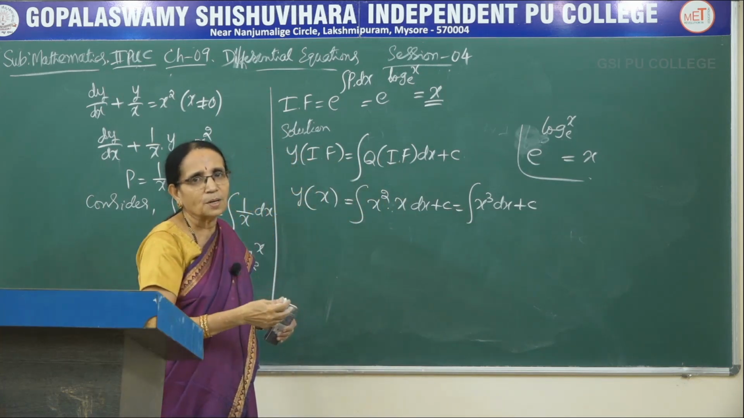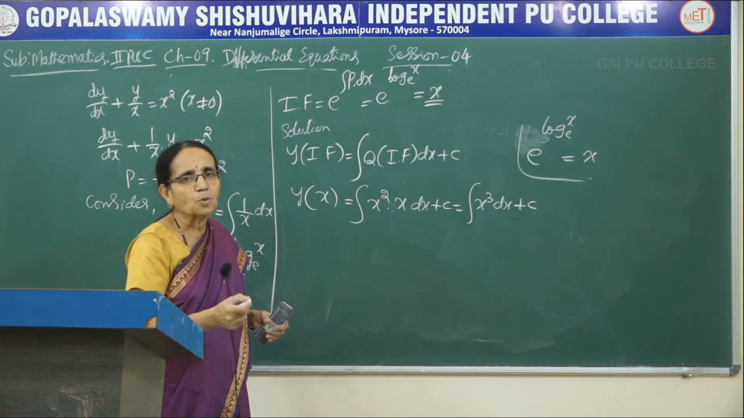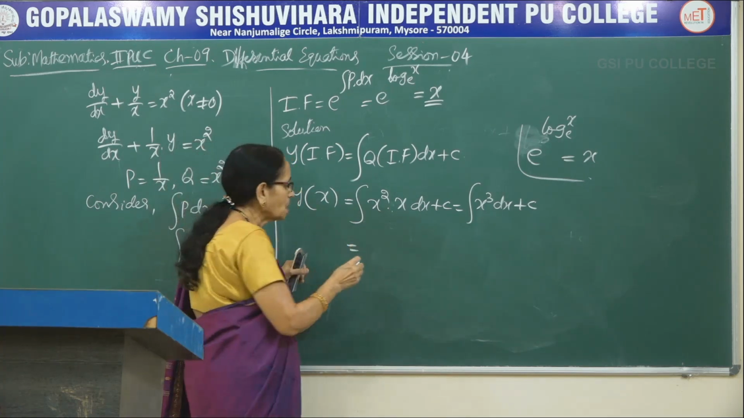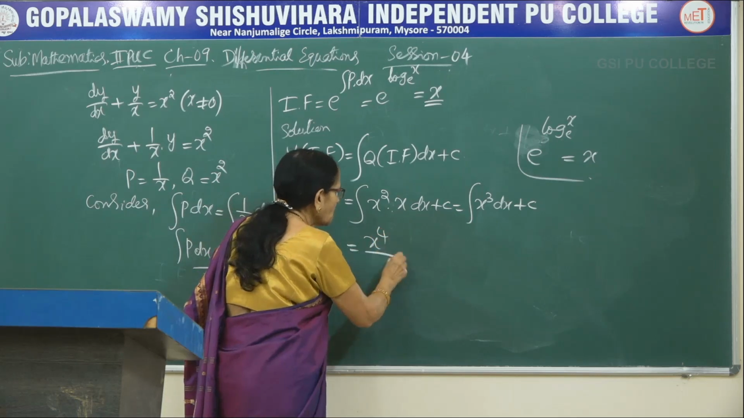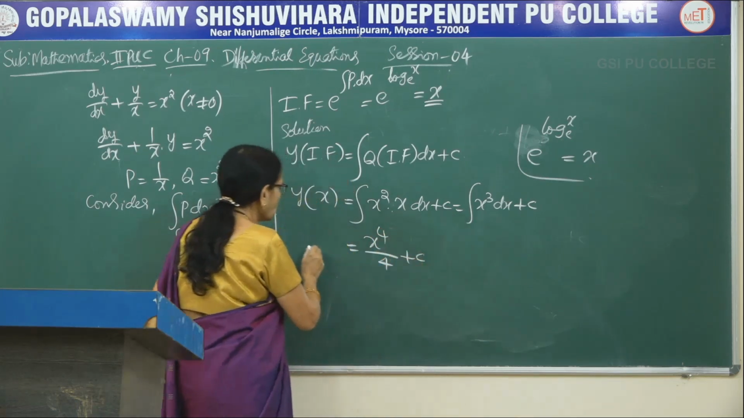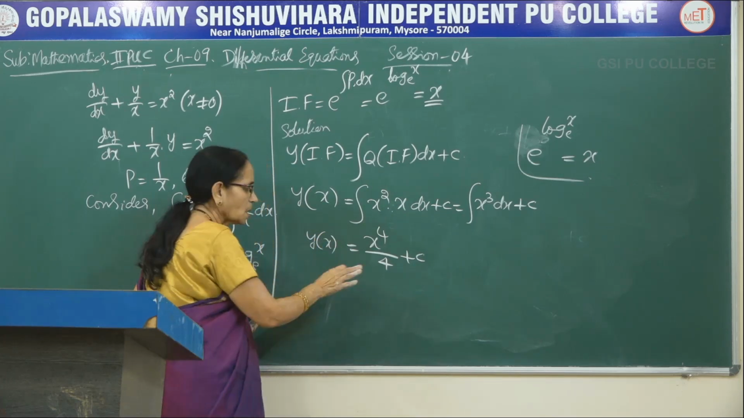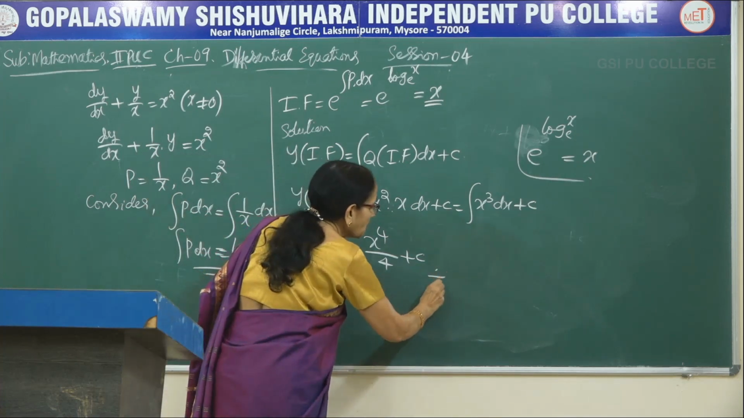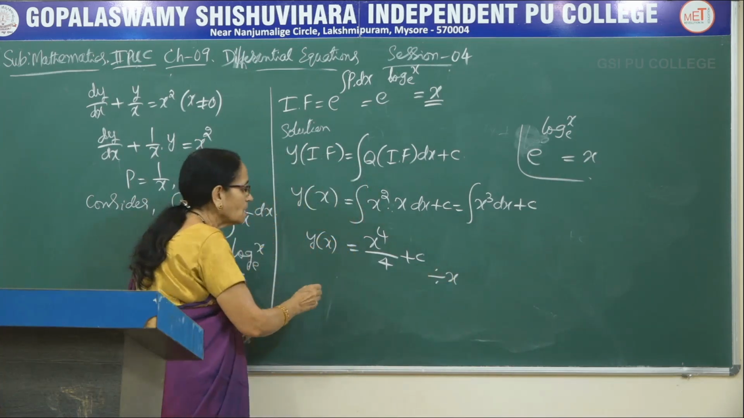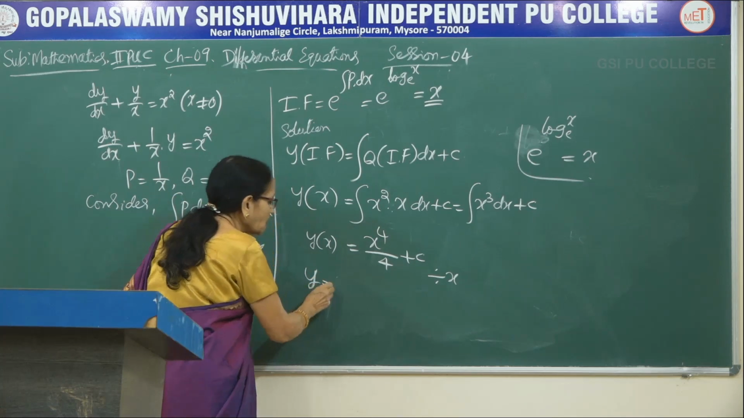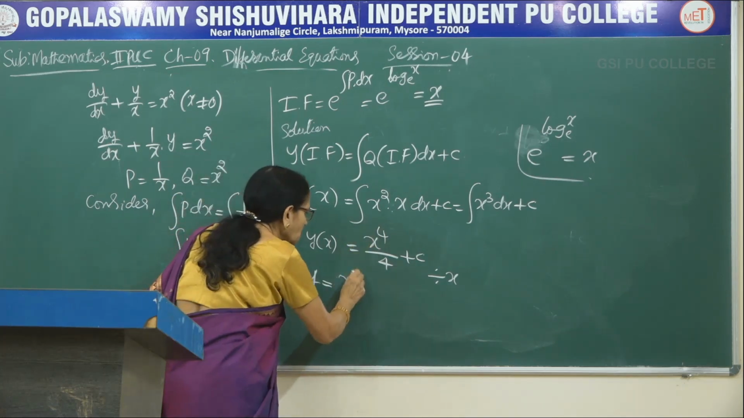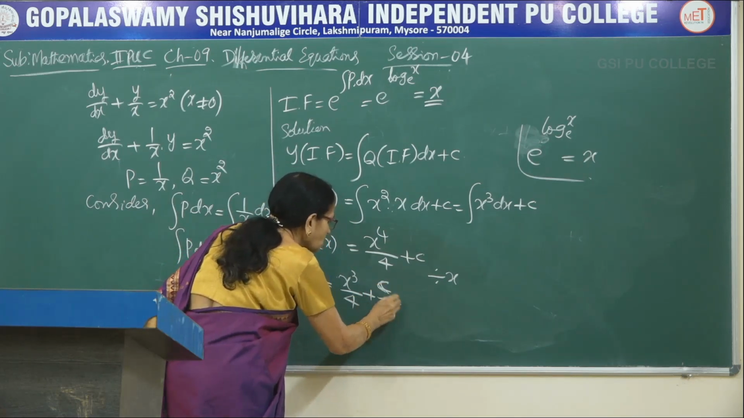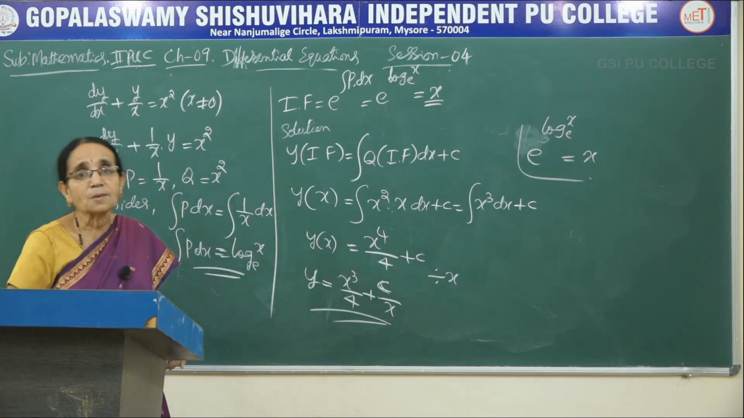See, again we got a simple function, x to the power 3. It is also of the form x to the power n. So what is the integral? x to the power n plus 1 by n plus 1. So it is x to the power 4 by 4 plus the constant. This is y into x. Again I told you, you can keep it as it is, or you can divide by x, just to keep only y on the left hand side. So when you divide by x here, x to the power 4 becomes x cube divided by 4, plus c divided by x. Okay. So this is the general solution.